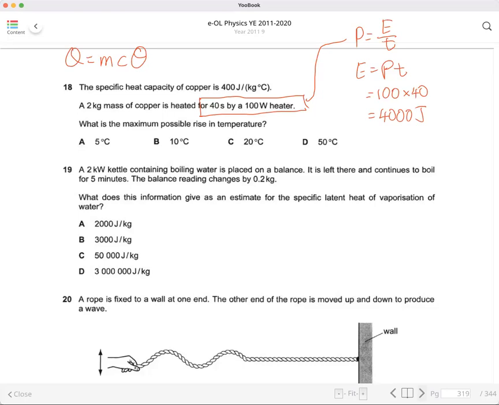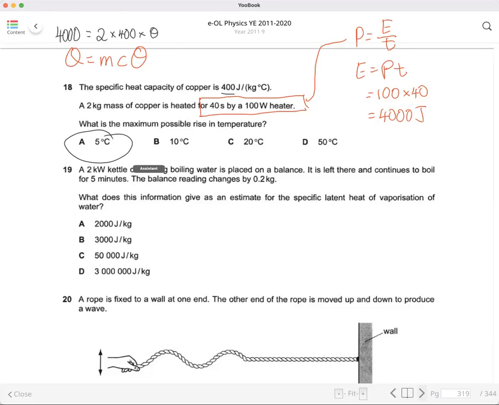Okay, so the energy provided is 4,000. The mass provided is 2. The c is given here, 400. And then you've got the theta here. So this is the formula that you need to memorize, if you want to memorize. And then you'll get the answer 5 degrees Celsius.